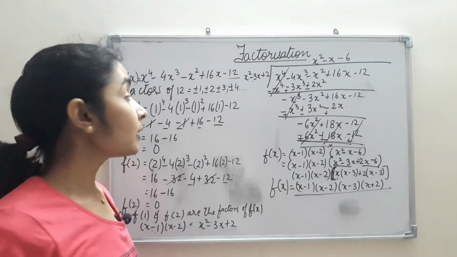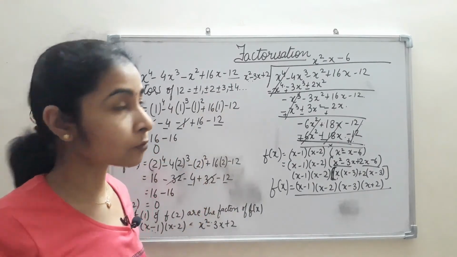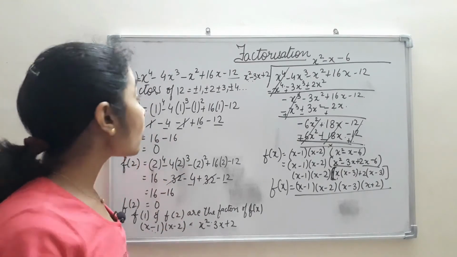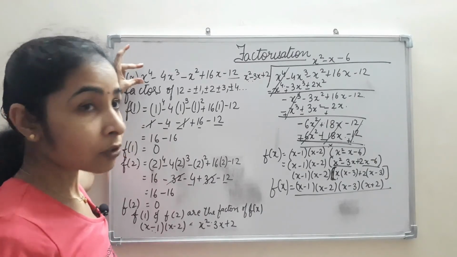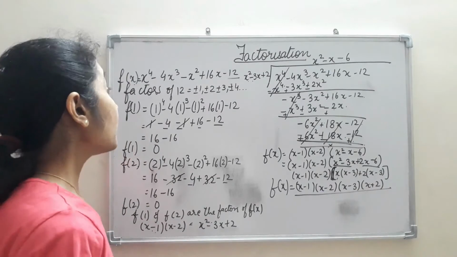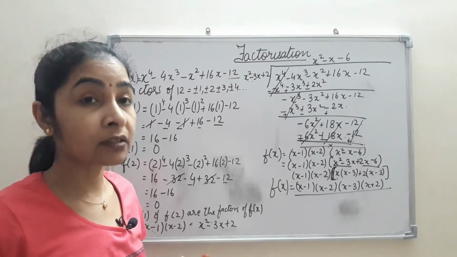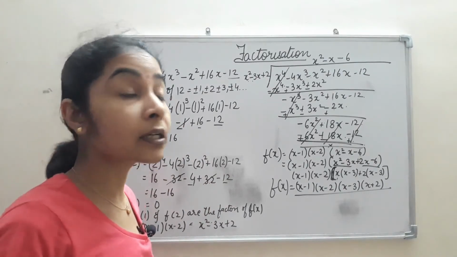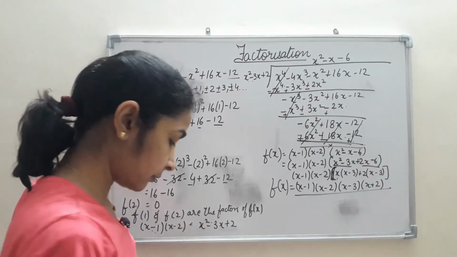Now these examples, the previous one was of a cubic polynomial, this is of a biquadratic polynomial. Now what was common here? There was no coefficient with the first term in both the cases. Now we will take an example of such a polynomial in which we are having the coefficient with the highest degree. Okay, let's see.